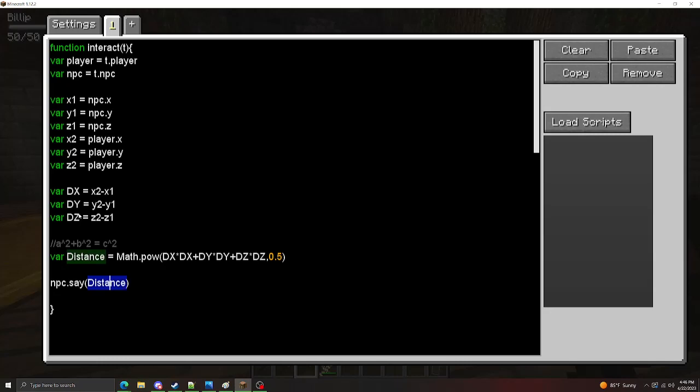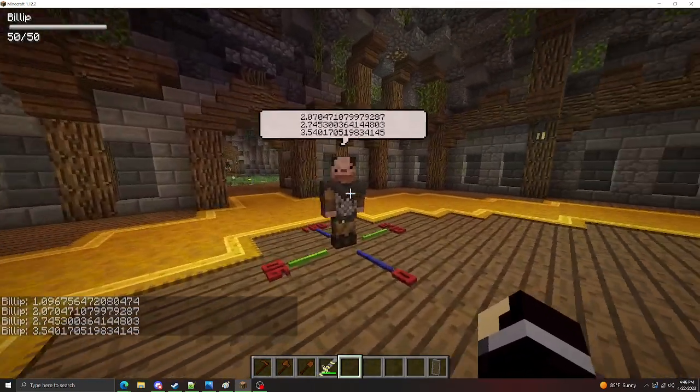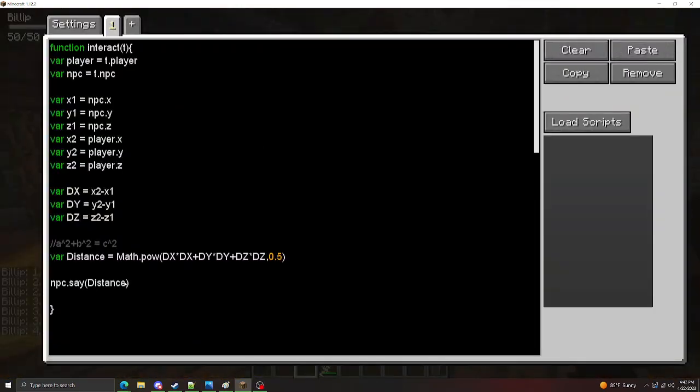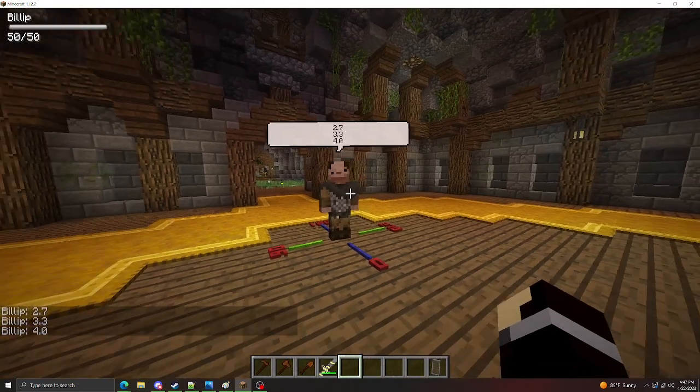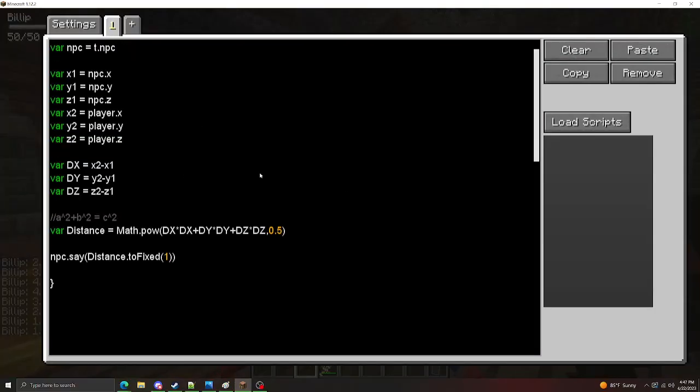Okay, so it's going to say the distance between the 2 points we have. Okay, small distance. And then we're going to go farther. It's going to get bigger. There we go. Actually, let's make this a little bit nicer to look at. Okay, this is just going to round it to 1 decimal place. There we go. Now we have the distance between the 2 points.